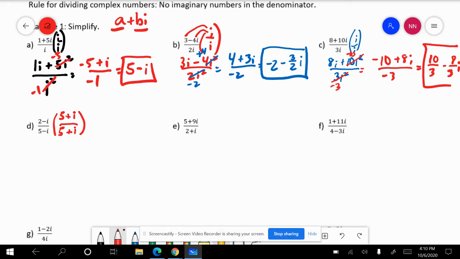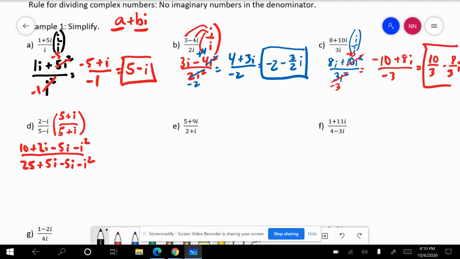Because I'm multiplying binomials, I have to FOIL this. So 2 times 5 gives me 10. 2 times i gives me 2i. -i times 5 is -5i. -i times i is -i squared. On the bottom, 5 times 5 is 25. 5 times i is 5i. -i times 5 is -5i. And -i times i is -i squared.